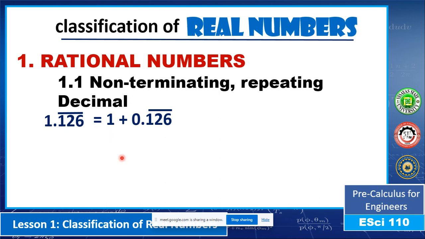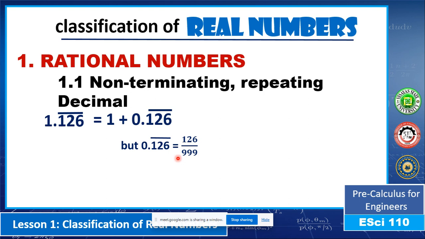Next, ito na yung pinaka-importante na part. We say that the equivalent of 0.126, yung inuulit, 126, is just equal to 126. So isulat mo lang yung digit na nag-uulit, since the repeating digit is 126. You just write it on the numerator, 126 divided by 999. The number of 9s depends upon the number of digits na nag-repeat.